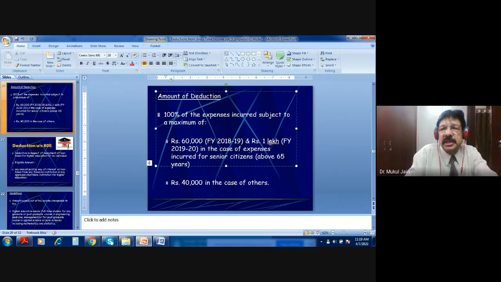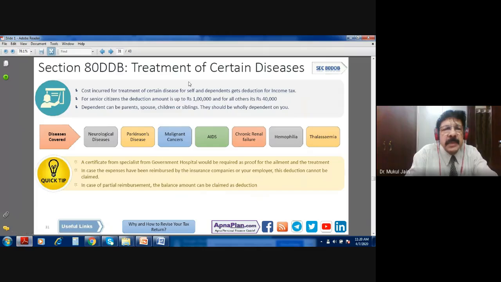So for this financial year, for senior citizens, it has become 1 lakh. Earlier it was 60,000, but in case of others, 40,000 पहले भी था, वो 40,000 अब भी है. So these are the diseases which are covered: neurological disease, Parkinson's disease, malignant cancers, AIDS, chronic renal failure. Renal failure होता है किडनी फेलियर से रिलेटेड होता है, हीमोफीलिया एंड थैलासेमिया.